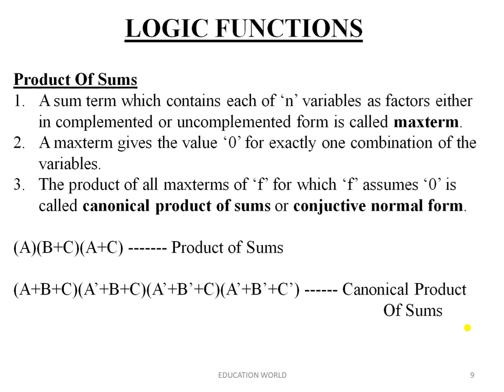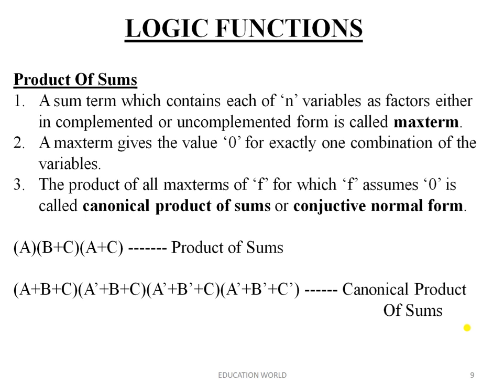Hello everyone, in this video I will talk about product of sum. Our first point is a sum term which contains each of n variables as a factor, either in complemented or uncomplemented form, is called a max term. Which means that it is a sum term which contains each of n variables, whether 2, 3 or 4 variables, as a factor either in complemented or uncomplemented form, which means either in true form or false form. So it is called a max term.